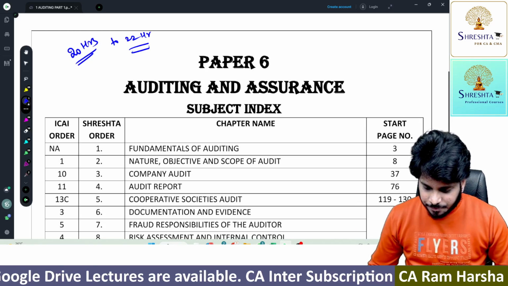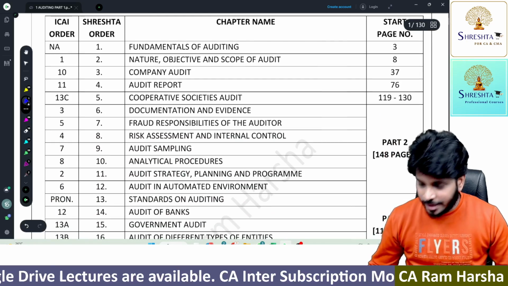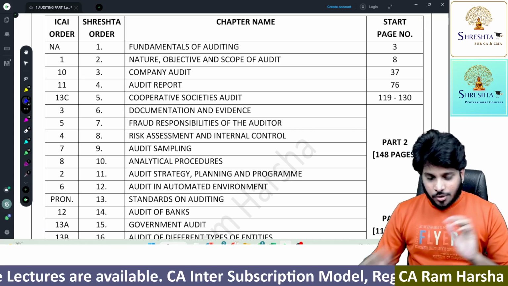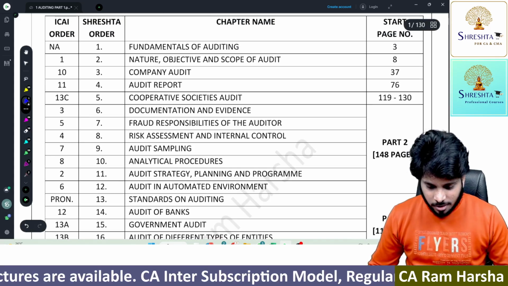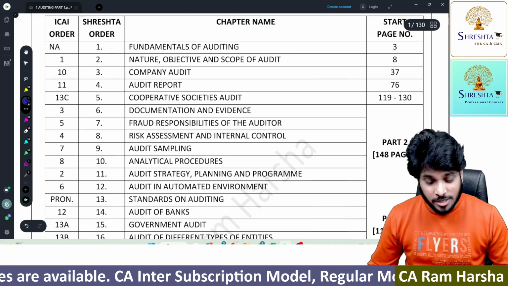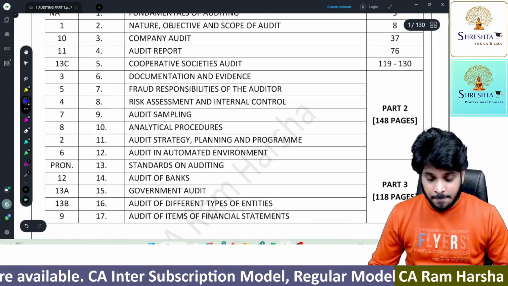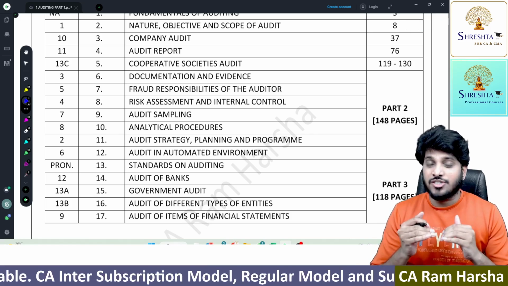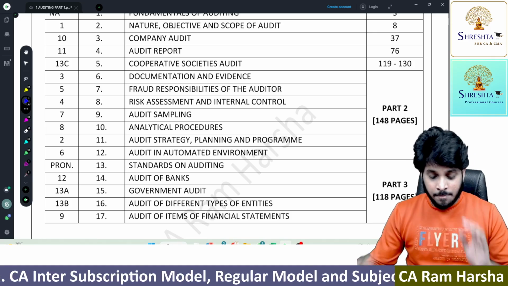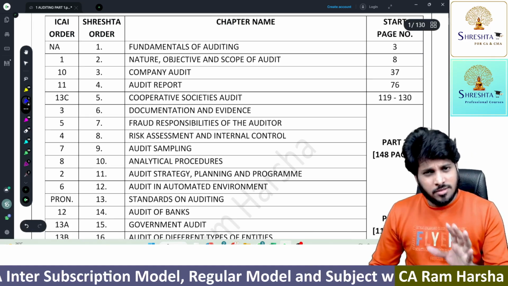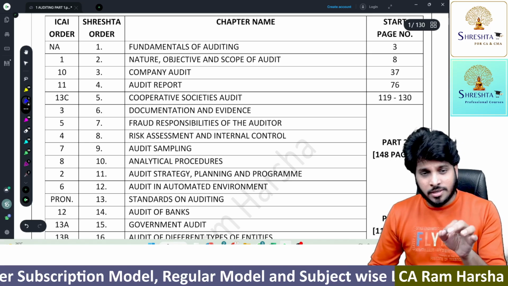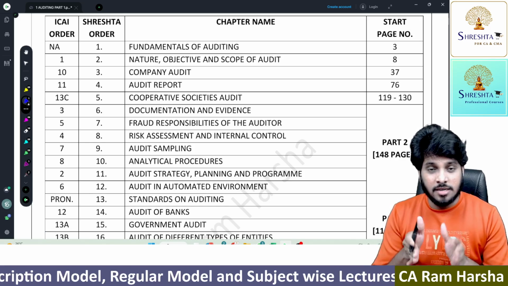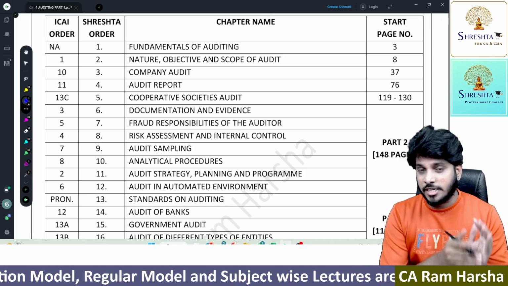Now, assuming it is 20 hours, I'm designing this. First of all, what are the chapters that we are having? By the way, the material I am using is my Sreshta Institute material. I hope there are thousands of students reading from this material or my previous version material. This is my latest version material, which I released in June 2022.